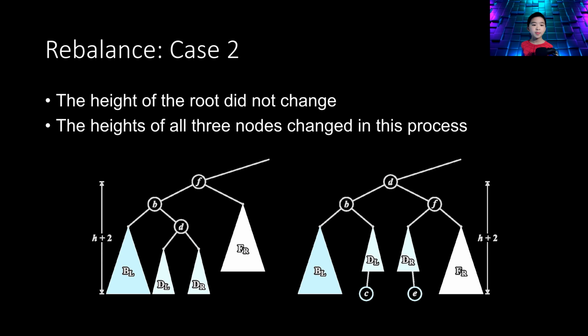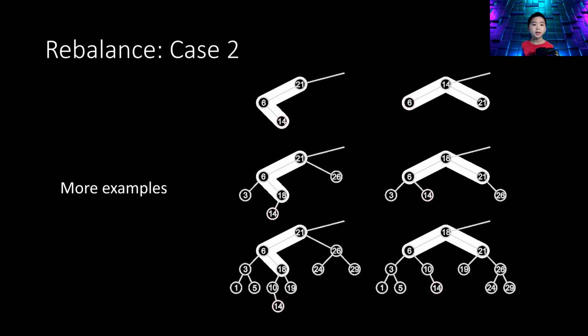Again, these rebalancing operations are local to this subtree because after inserting the new node and rebalancing, the height of the whole subtree is still h plus 2. Nothing has been changed beyond the subtree. Here are some additional examples we showed earlier which fit the template. After inserting the new node 14, the right column shows the rebalanced subtrees.